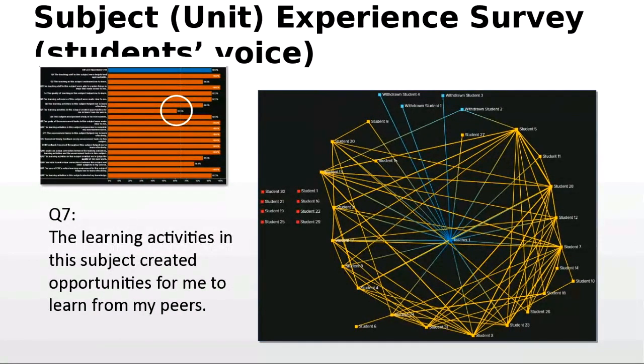Looking at this diagram, we see that there is an interaction between peers and also the lecturer, who is in the middle of this chart, the blue dot in the very middle. So the question arises here: why do students feel that there were not enough opportunities to learn from each other? As we see, there is quite an interaction.